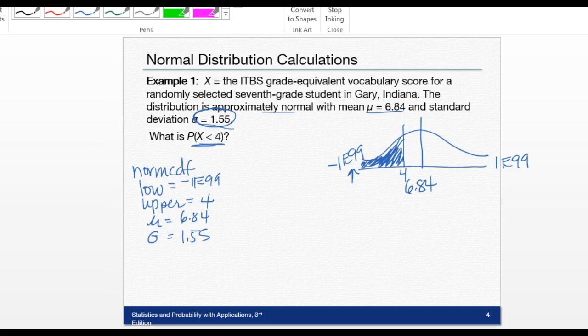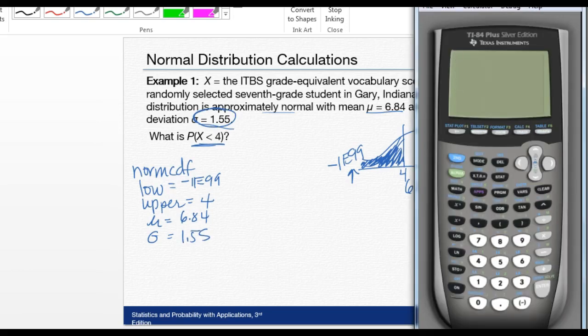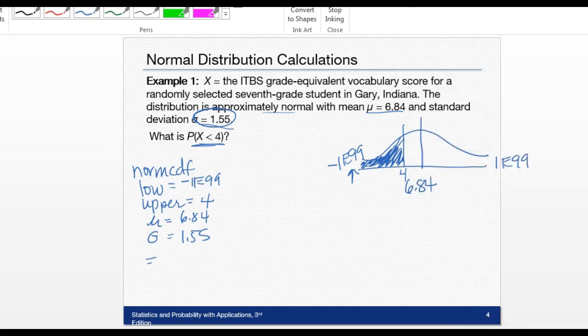Okay? So putting this in the calculator, second VARS, normal CDF is number 2. So in my lower, I want -1, so I put -1, and E is right above the decimal. It's a little blue thing. So you have to hit second, comma, 99. Your upper bound is 4, and then my mu is 6.84. Standard deviation is 1.55. Hit enter. There it is, 0.0334.